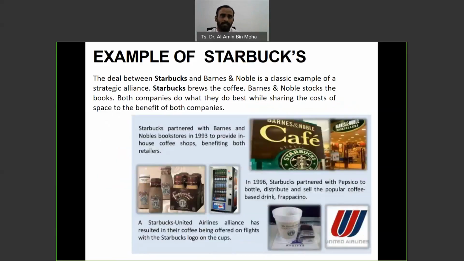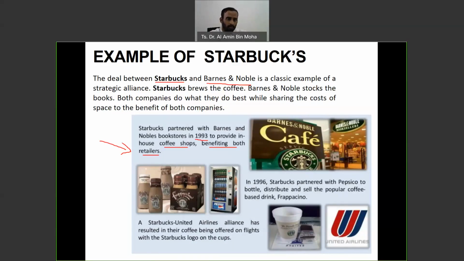So this is the example of Starbucks. I know many of you may be die-hard fans of Starbucks. So there is a deal between Starbucks and Barnes and Noble. Now, this is the classic example actually. If we look at the story here, Starbucks partnered with Barnes and Noble's bookstores in 1993 to provide in-house coffee shops, benefiting both retailers.